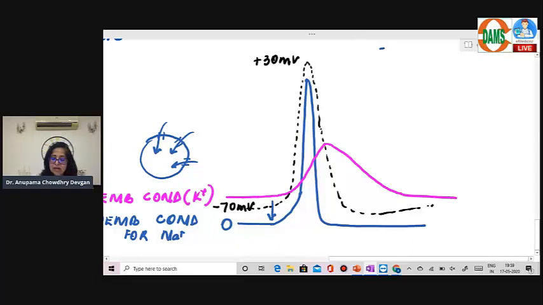Again, please understand. In this graph, on the y-axis, we've got membrane conductance. Time is on the x-axis. So conductance cannot go below 0. Conductance for potassium cannot go below the resting state. Changes in conductance will result in changes in membrane potential.